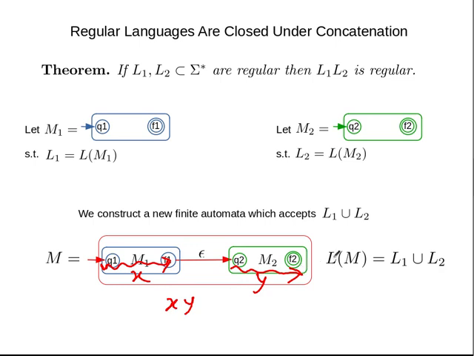So sorry, this is a typo. So this should be L1, L2. So just take a note of that. There's a typo here. So there's an automata for accepting this concatenation.